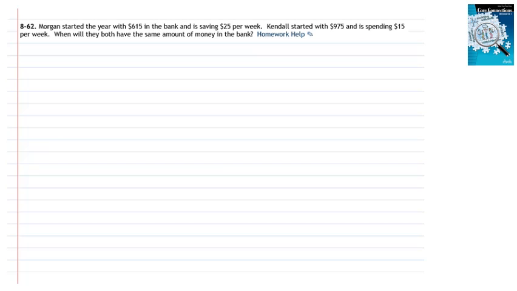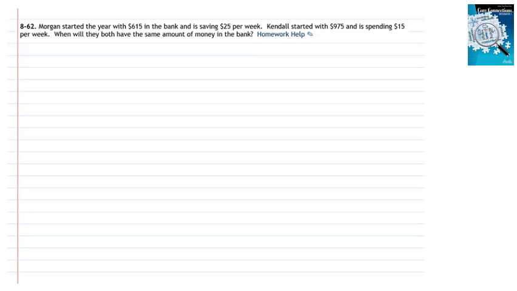So Morgan started the year with $615 in the bank and is saving $25 per week. Meanwhile, Kendall started with $975 and is spending $15 per week. When will they both have the same amount of money in the bank?